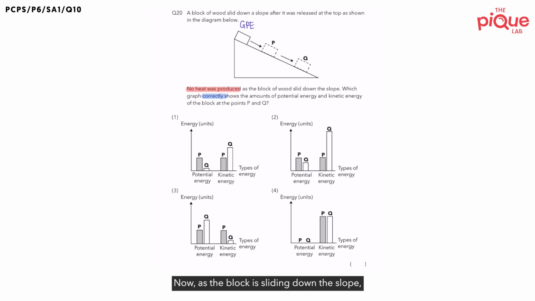Now, as the block is sliding down the slope, think about this. When it's sliding, it is moving, right? So, what form of energy do you think the block of wood will possess as it slides down the slope? It will possess kinetic energy. But in order for the block of wood to possess kinetic energy, it must have been converted from GPE. So, let me write this down. The GPE is converted to kinetic energy.